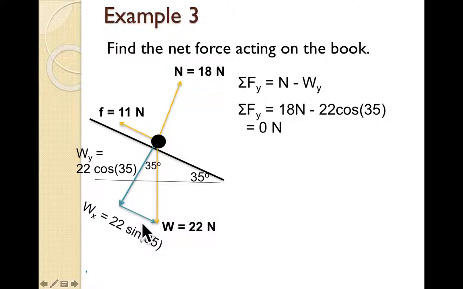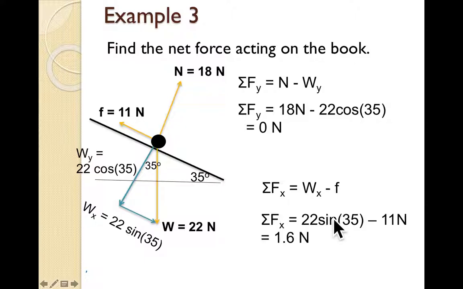So now we'll look at the values that are parallel to the surface, or in the x direction in this case. So we'll call down the incline positive, up the incline negative. So that's how this is set up. So if we take 22 sine 35 and subtract from that 11 newtons, then we find that we get a net force along the incline of 1.6 newtons, and that's acting down the incline. So this book is going to accelerate down the incline because of the net force of 1.6 newtons acting on it. Well, that's pretty cool.